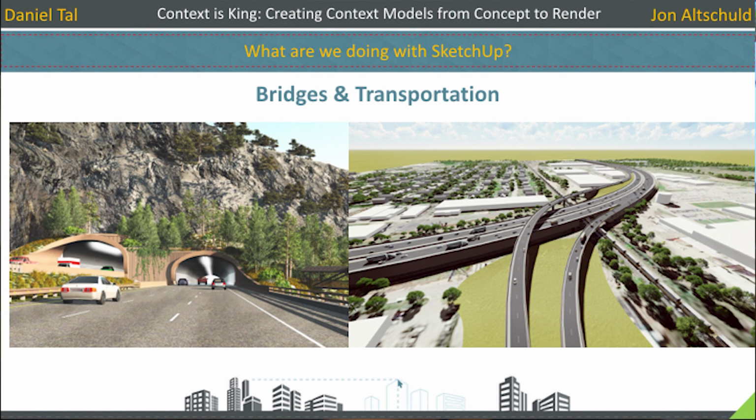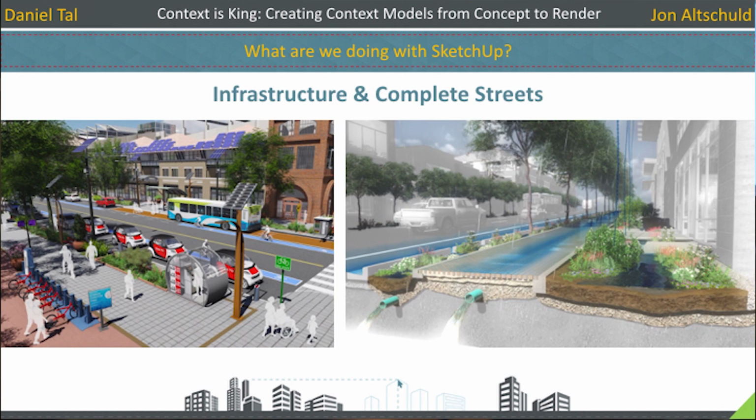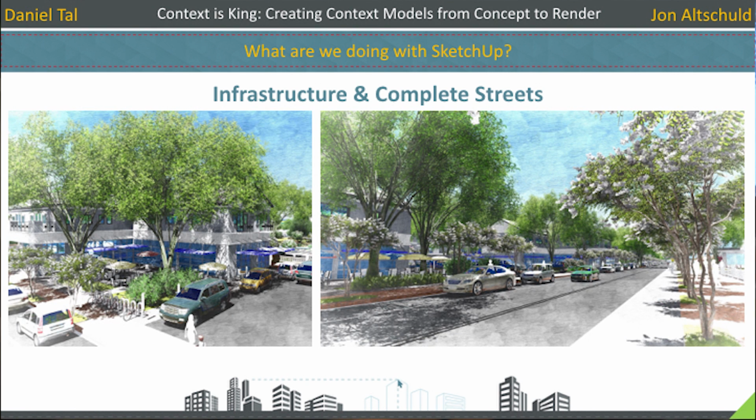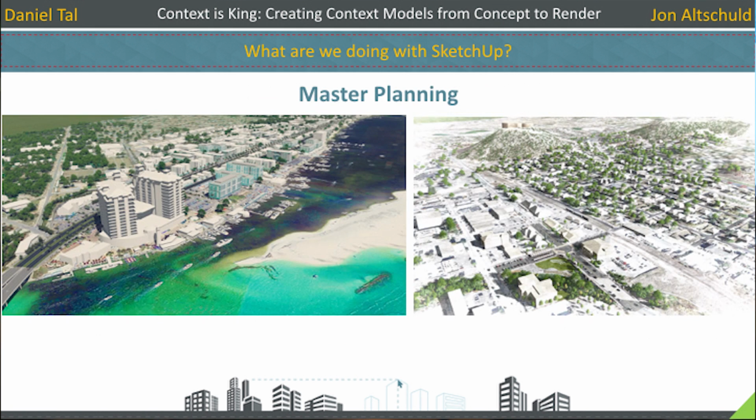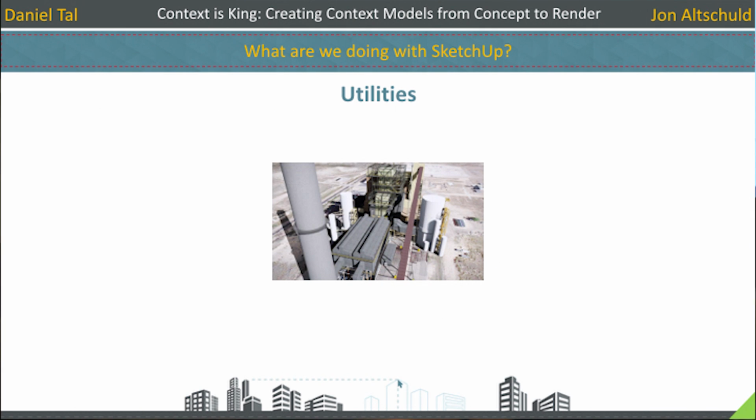If you came up from Denver through I-70, you might have noticed you went through the Twin Tunnels. My firm THK Associates designed that about two and a half years ago. We modeled the entire mountainside, tunnels, again lots of bridges and transportation. Infrastructure and complete streets, everything from LID, low impact development design, to complete streets with multifunction. Master planning, really large-scale master planning, ties right into our discussion about large-scale context modeling. Utilities, we have a lot more images, but for confidentiality reasons we can't show them, so you get one.